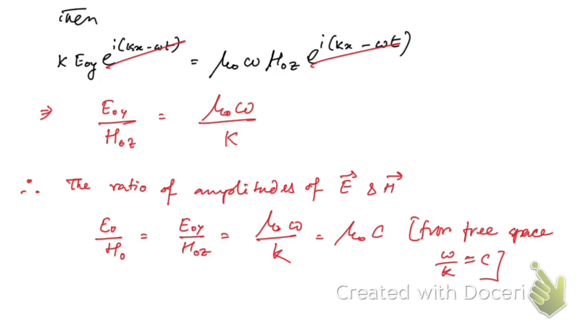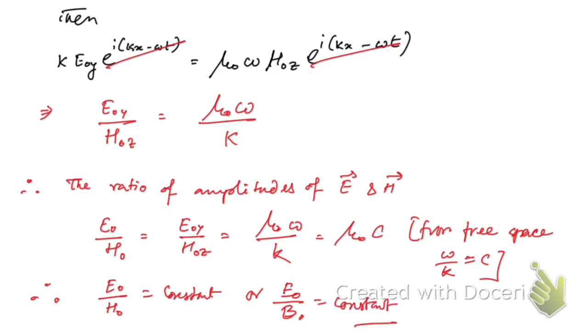And therefore, we can say that E naught by H naught is equal to constant, and hence E naught by B naught will also be constant. So hope you have understood this. Because you see, if you multiply this mu naught with H naught, then you're going to get B naught, right? Then c is nothing but the constant speed of light, right?